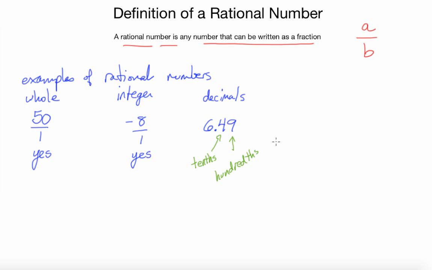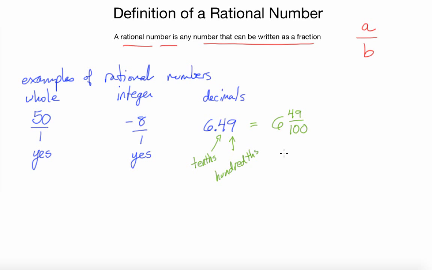So I could actually rewrite this as 6 and 49 hundredths, or 49 over 100. And if you want to, you can take your calculator, do 49 divided by 100, and it'll equal 0.49. So we just clearly wrote, I can take the number 6 and rewrite it as a whole number over 1. So that part's rational. But the part 49 over 100, that decimal part is rational.